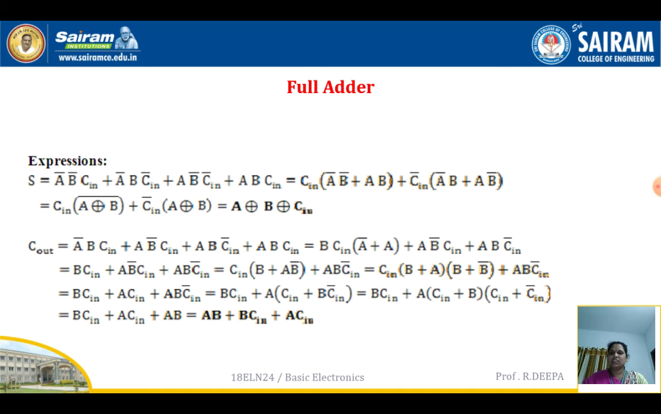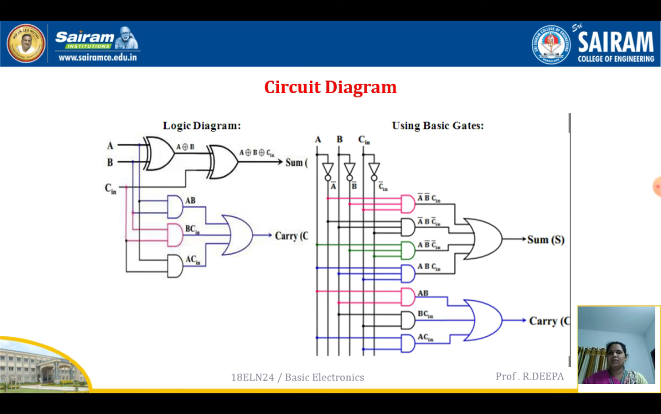Similarly for C out, we'll write the expression and simplify it using the Boolean laws, and finally I get the equation for C out as AB plus BC in plus A C in. This can be implemented with the help of a logic diagram as well as the basic gates, as we have done for the half adder. In the same way, I can implement using the logic diagram or using the basic gates also.